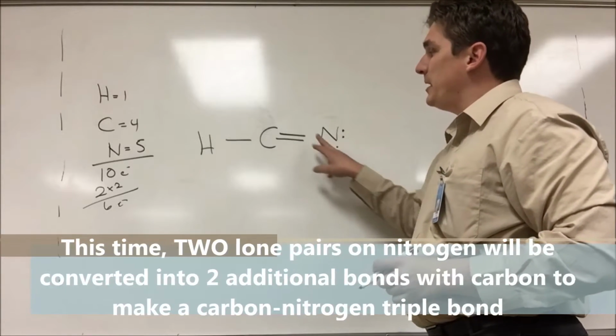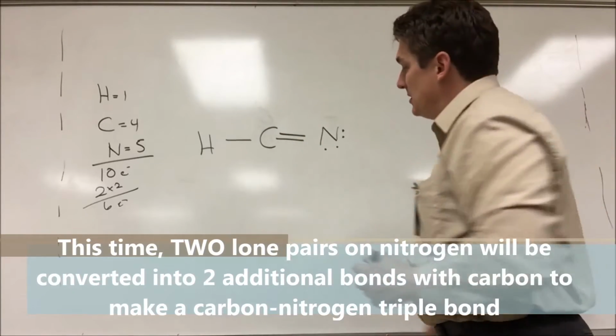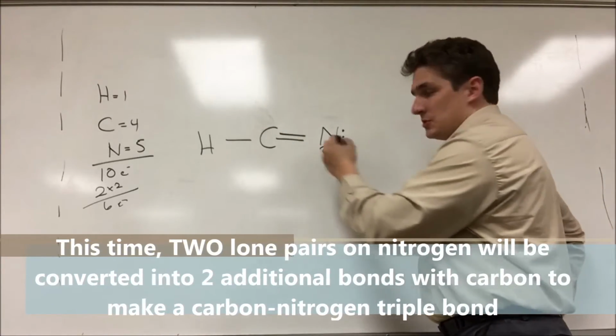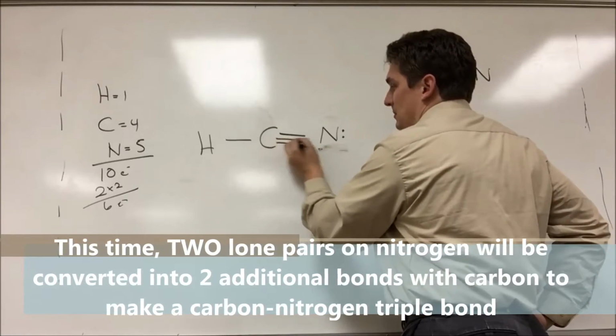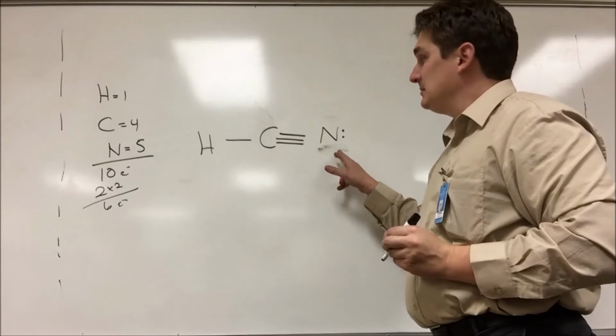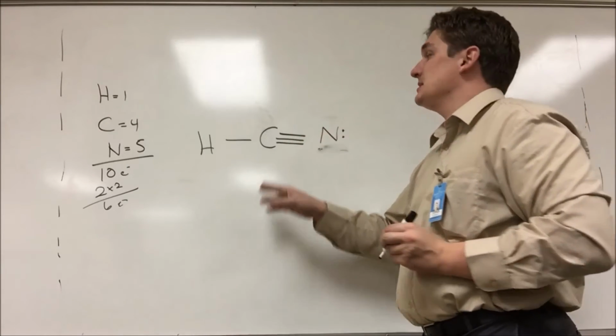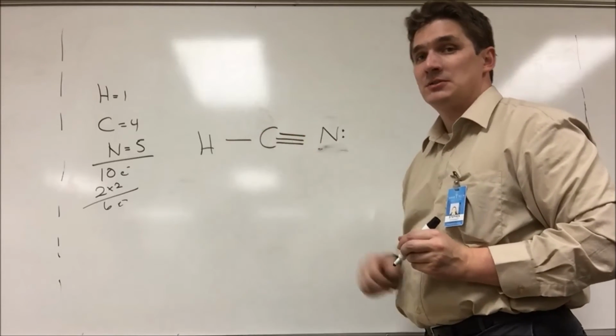We have 4 due to lone pairs, 4 due to bonding, but carbon is still beneath its octet. It's only got 6. So we're going to take another lone pair, drop it down and create a 3rd bond. In this case, nitrogen still satisfies its octet. We have 2 lone pairs, we have 6 due to bonding, but now carbon also has its octet. We've got 8 total electrons due to bonding.